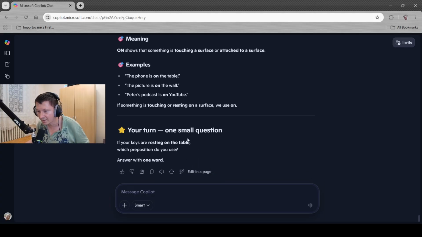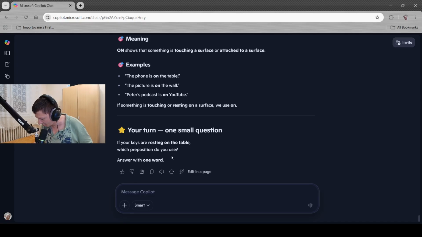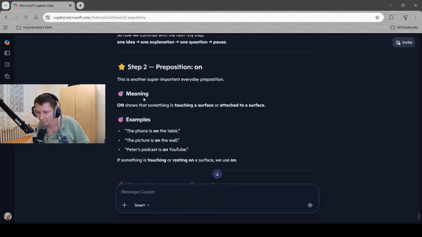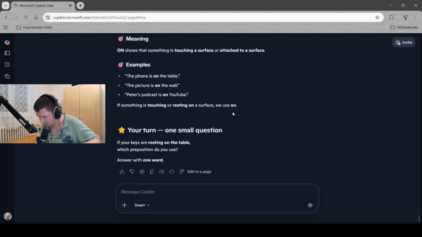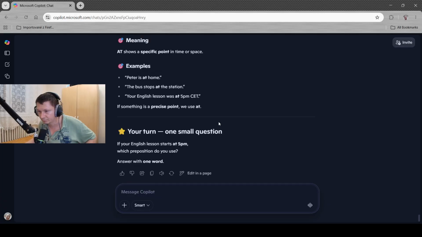Your turn. One small question. If your keys are resting on the table, which preposition do you use? Yes, of course, on. What else? Okay, people, we revise the meaning of on. On shows that something is touching a surface or attached to a surface. Okay, and here is F5.